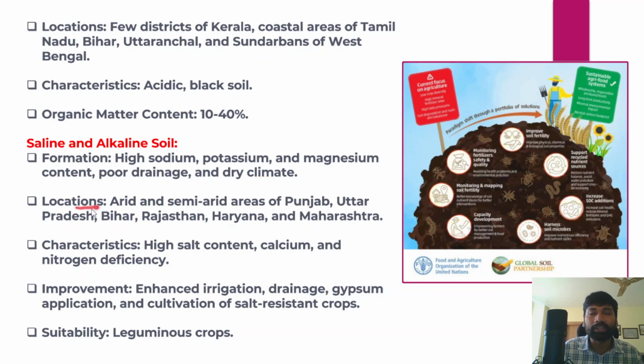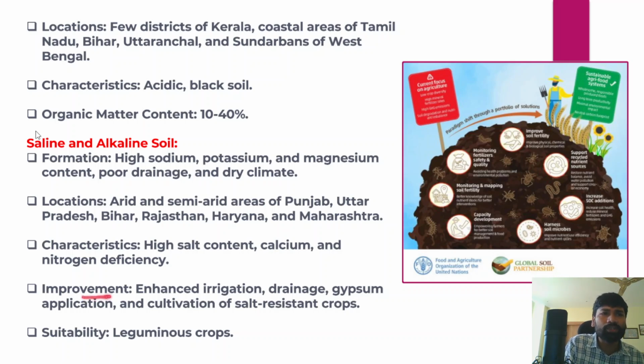And when we talk about the location of these saline and alkaline soils, they are mostly located in arid and semi-arid areas of a few states, particularly Punjab, Uttar Pradesh, Bihar, Rajasthan, Haryana and Maharashtra. So these are the areas where these alkaline soils are located. So what are the major characteristics of saline and alkaline soils? The major characteristics include high salt content, and calcium and nitrogen deficiency also. Remember, these characteristics are very important from the exam perspective. So just remember these characteristics of different soils.